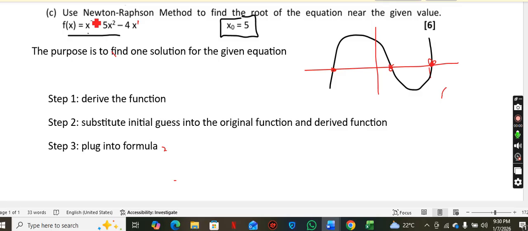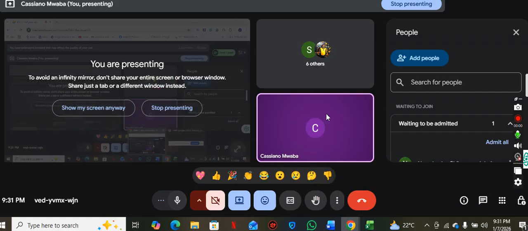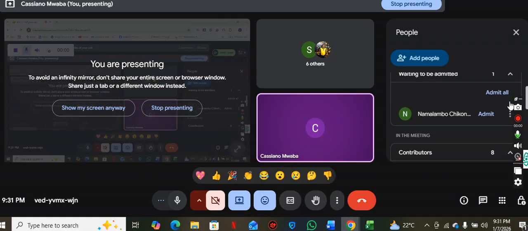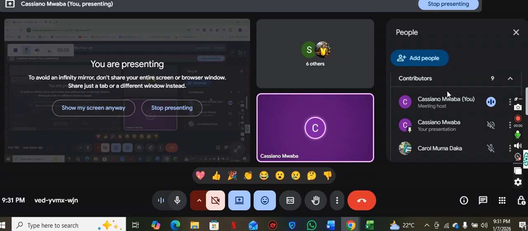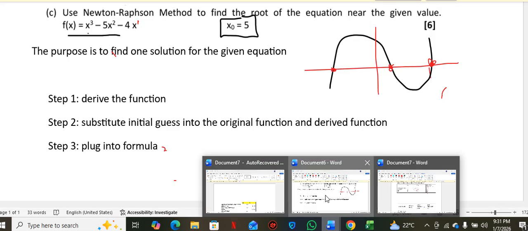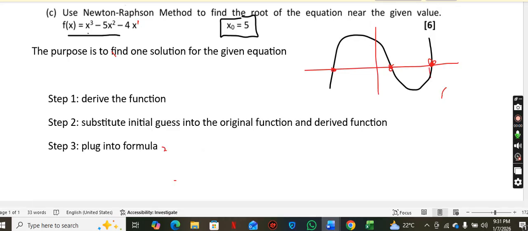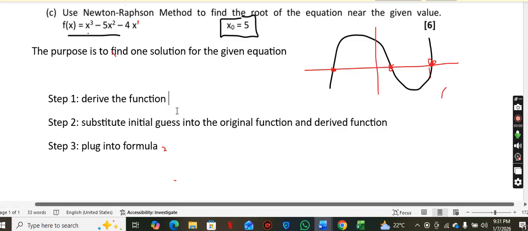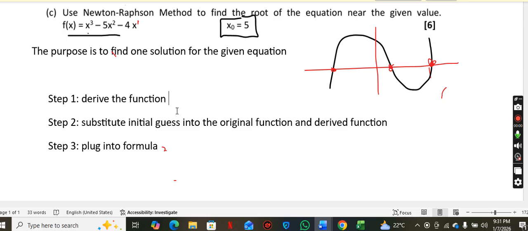Since it's a cubic equation, because it's to the power 3 here, usually cubic equations have 3 roots. If it was x to the power 2, it would have been a quadratic equation and it would have 2 roots. Okay, so in this question here, we just want to find one solution for our cubic equation. We don't need to find all 3. We're just finding one solution. All right, so these are the steps we are going to follow to try to find our answer.